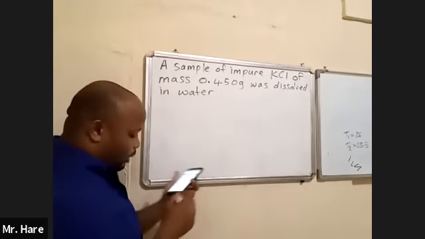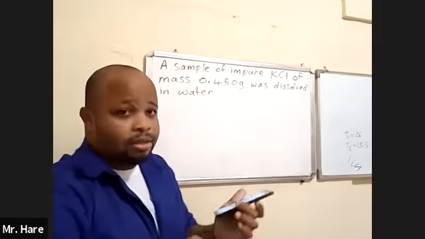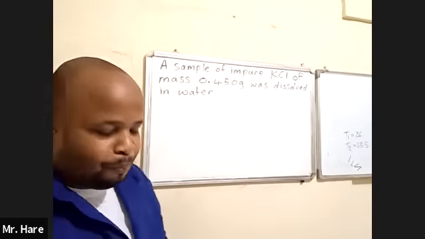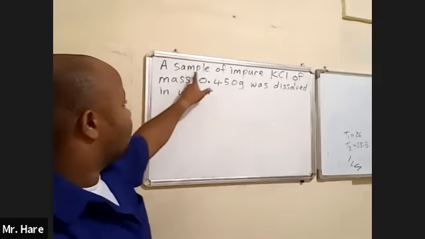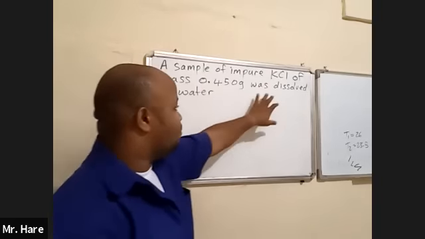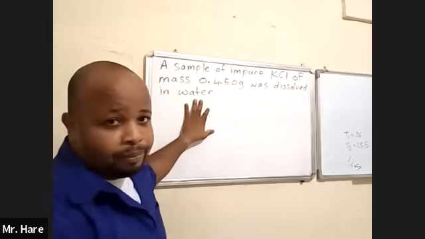As I'm writing this question, because you never know what they may ask on the paper. So it says a sample of impure potassium chloride was dissolved in water.